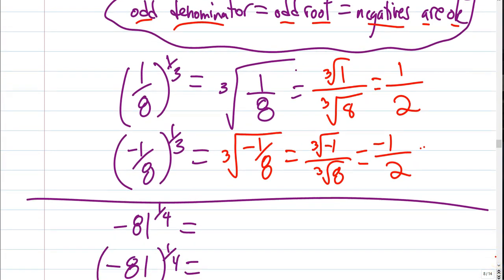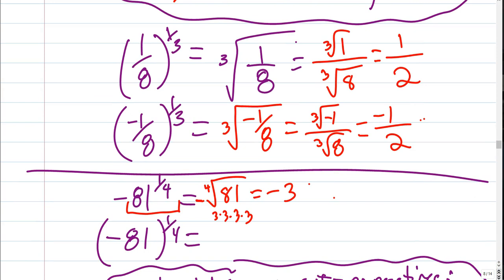For instance, negative 81 to the 1/4 is what? What's the root this time? What's the denominator? Fourth root of 81. Where does the negative go? On the outside this time. All of this is grouped. That negative is multiplying by all of it, so it stays on the outside. Fourth root of 81, I believe, is 3. 3 times 3 times 3 times 3 makes 81, so this would just be negative 3.